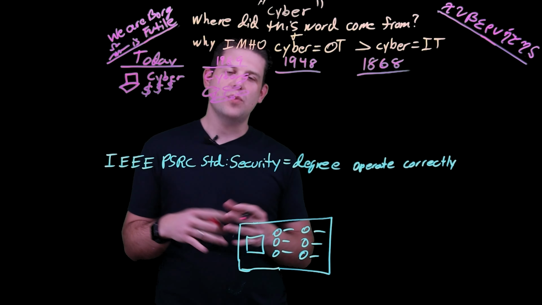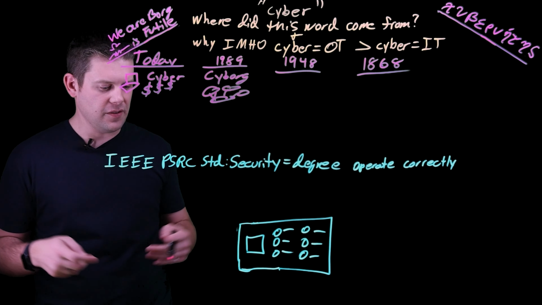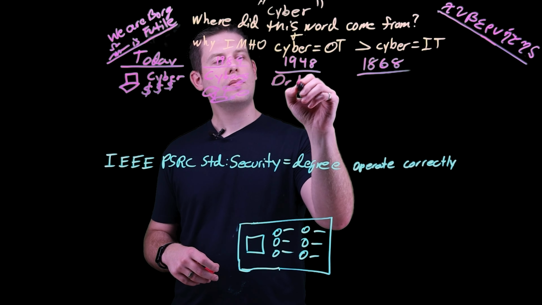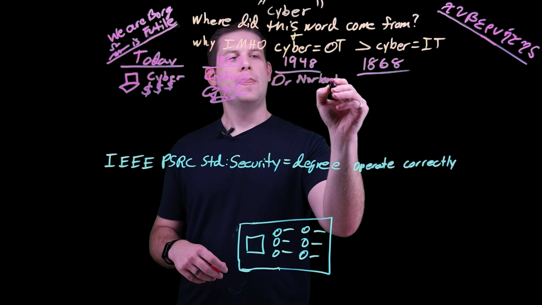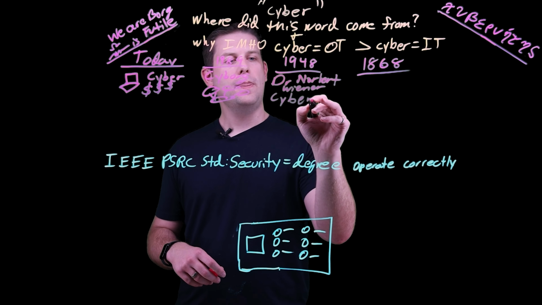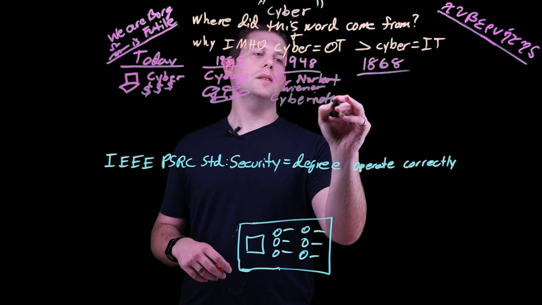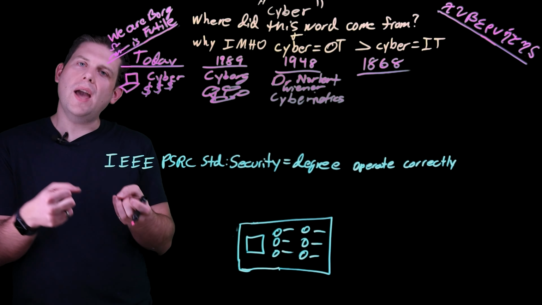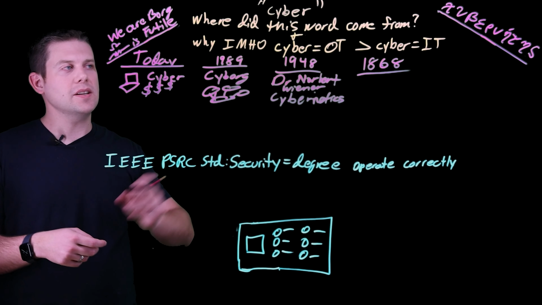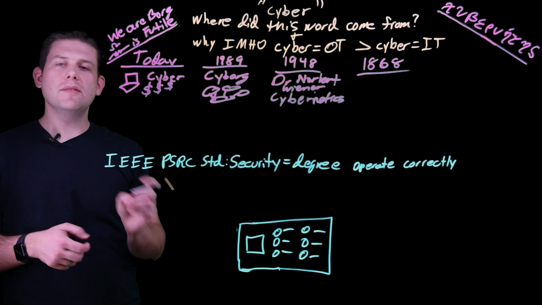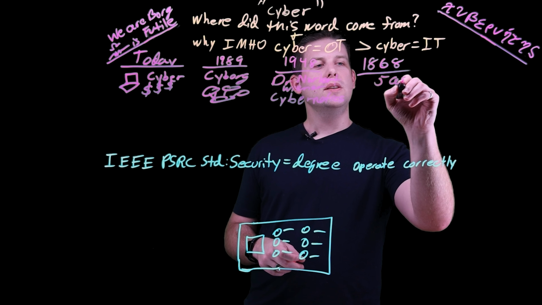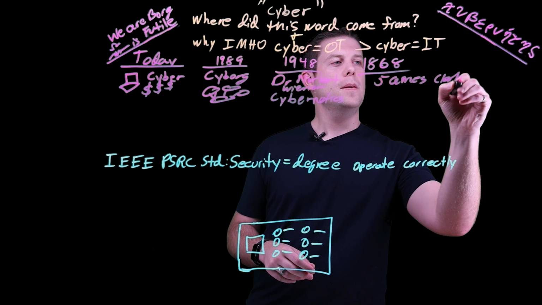And then actually in 1948 is really where this word has some kind of nexus of origin. In 1948, Dr. Norbert Wiener wrote a book called Cybernetics. In this book, he looked at the theory of control and communications in machine and tissue. And he gives credit to the father of this new field, going all the way back to James Clerk Maxwell.